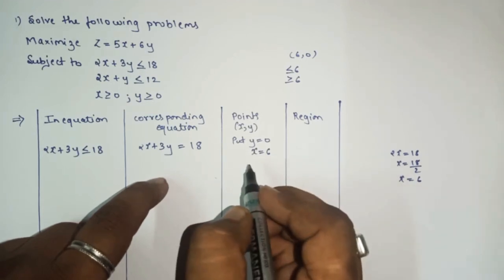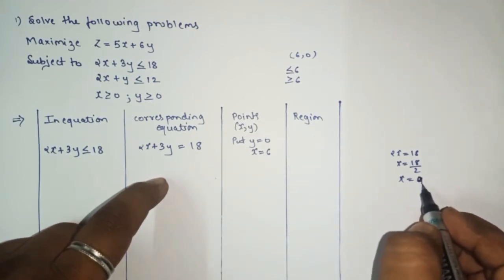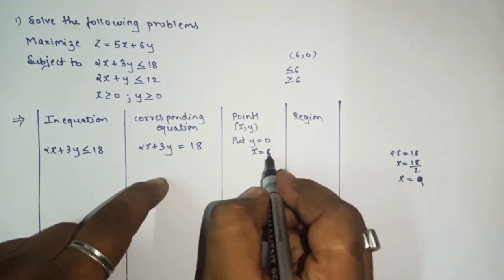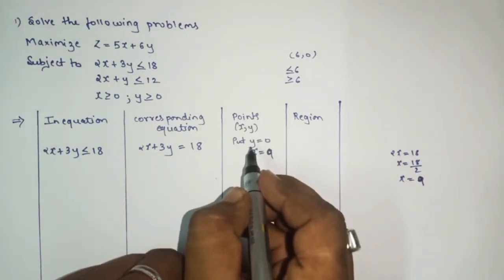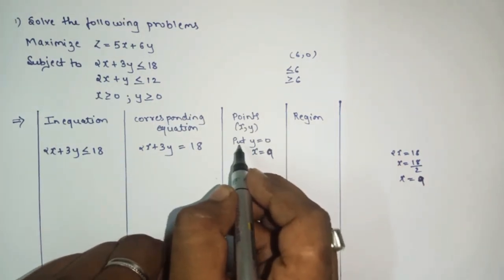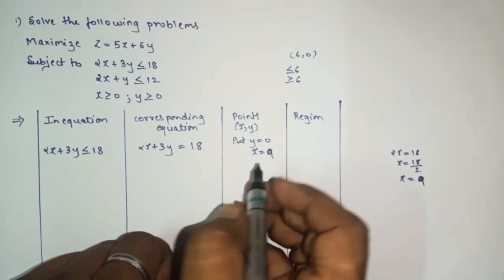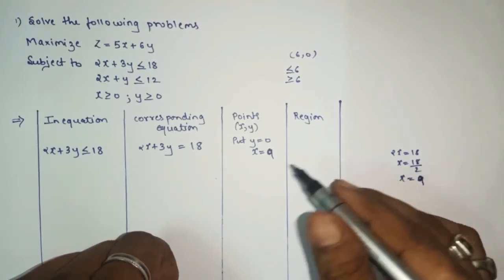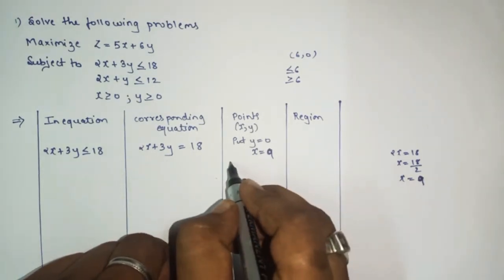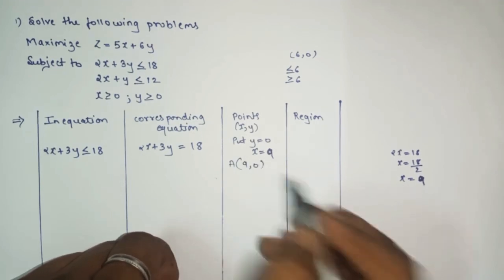Sorry, here the value of x will be 9. The value of x will be 9. So here simply what you will do is put the value of y equal to 0. We will solve this part as rough work, where you will get the value of x as 9, and you got the first point, where first you write x and then y.